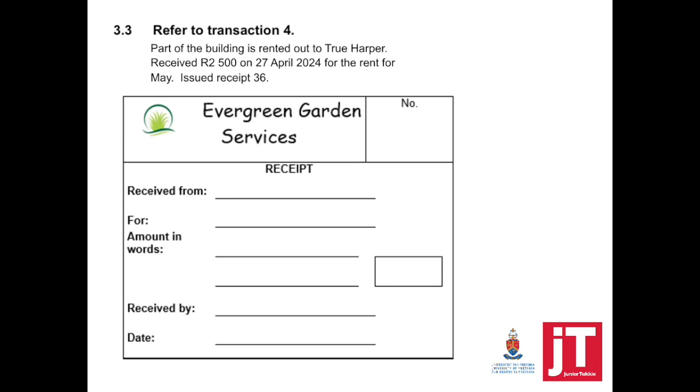The next transaction says refer to transaction number 4. Part of the building is rented out to True Harbour. Received 2,500 on 27th of April 2024 for the rent for May. Issued receipt number 36. So when we fill in now this receipt, it means we start with number 1, the document number. So they said to us the document number is number 36. From who did we receive the money? From True Harbour. How much or for what reason? This was for rent income.